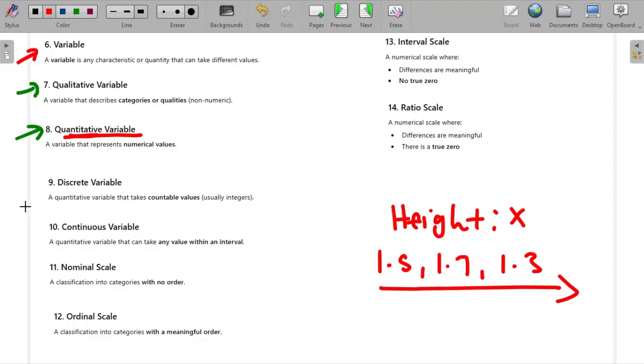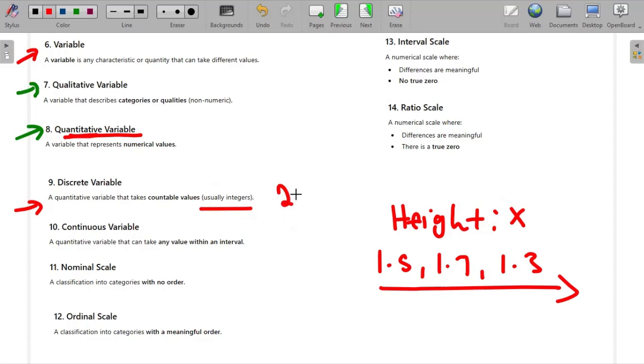A quantitative variable that is discrete just means that the variable takes on countable values, and those countable values are usually integers. So if I come into your class and start counting how many students are there.